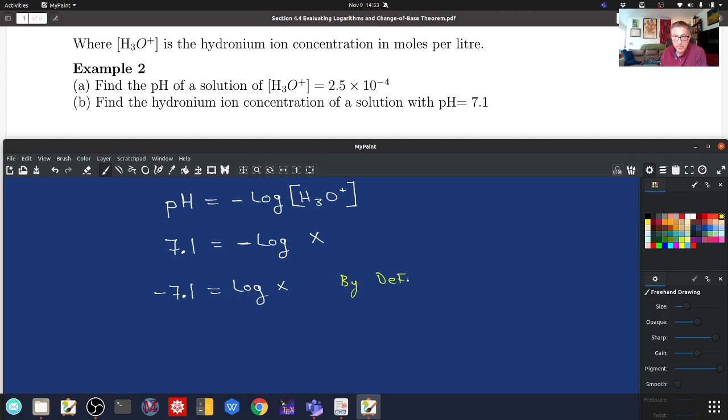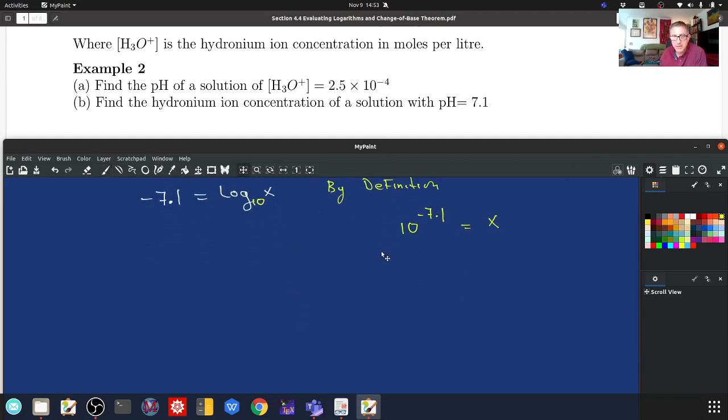this means, now x is my variable, so my base is 10. That means 10 raised to the minus 7.1 is equal to x. But another way to write 10 to the minus 7.1 is simply 1 over 10 raised to the 7.1, and that's equal to x. And this answer is exact as far as we were given.